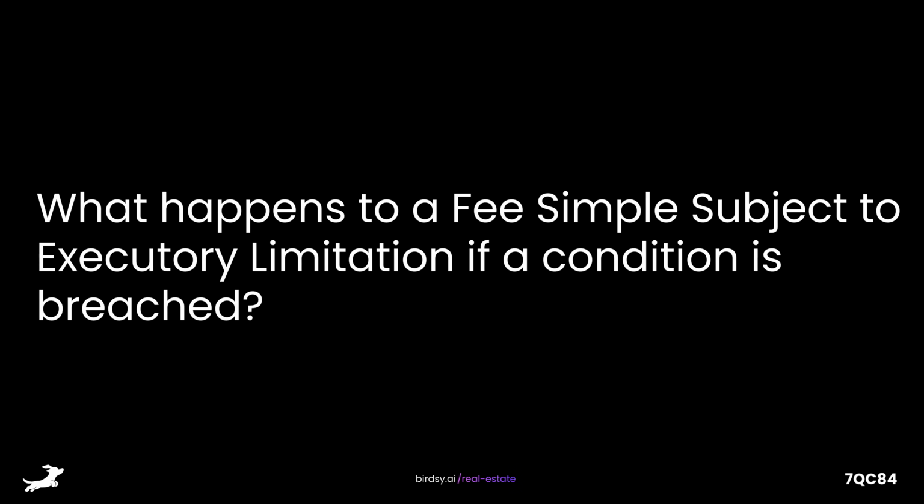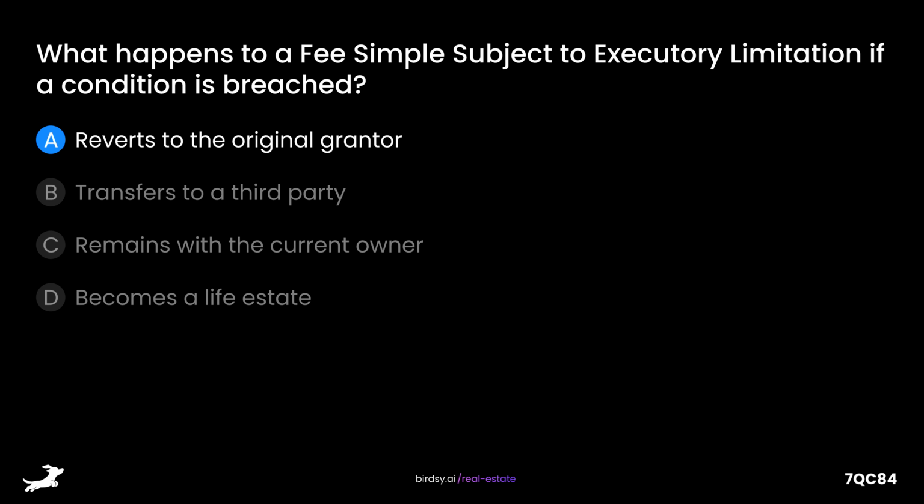What happens to a fee simple subject to executory limitation if a condition is breached? Is it A, reverts to the original grantor, B, transfers to a third party, C, remains with the current owner, or D, becomes a life estate? The answer is B, transfers to a third party.